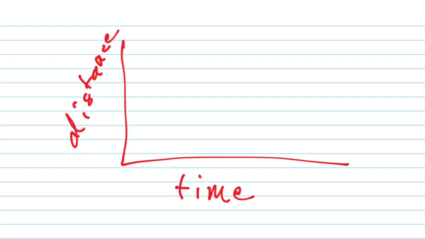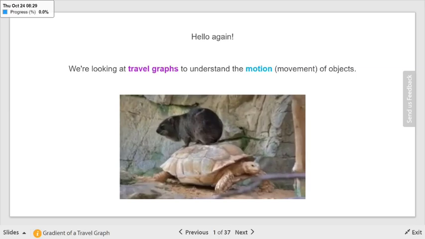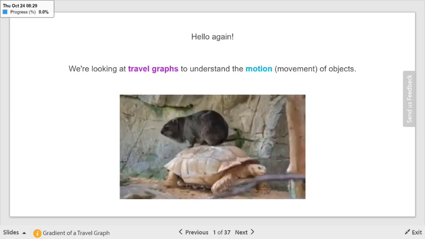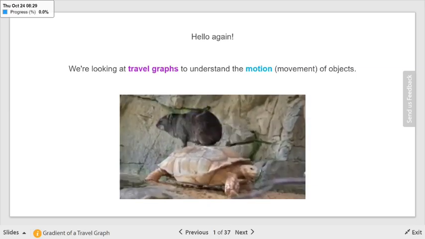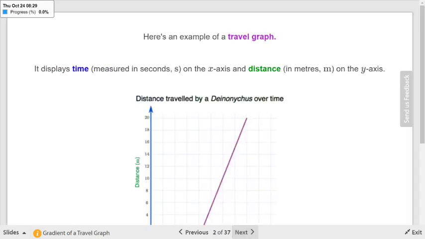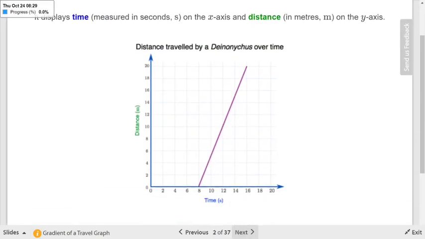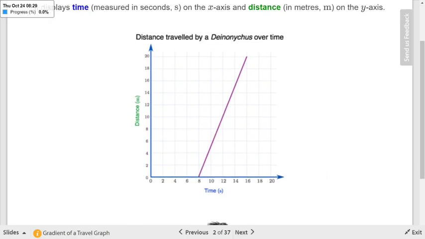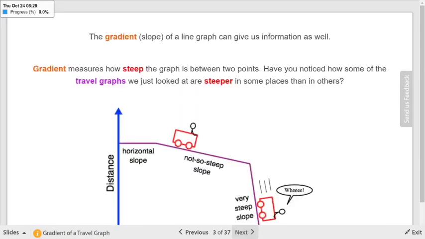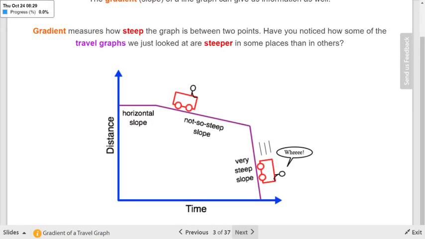Okay, so let's just go to Education Perfect. We're just going to go through the process. So remember that travel graphs, we use it to understand the motion or movement of objects. So again, distance and time. So talking about how far they travel. Remember this one, they don't always start at 0, but they usually should if they're only enclosing that one. What this is showing is that there was some time before the measurement started. Also remember we talked about the gradient.